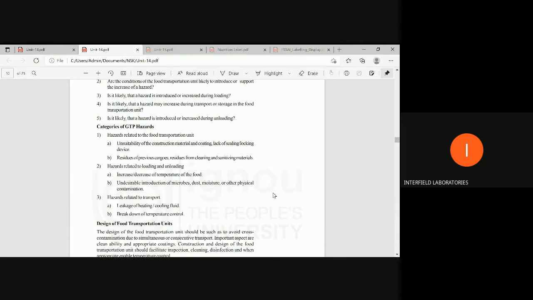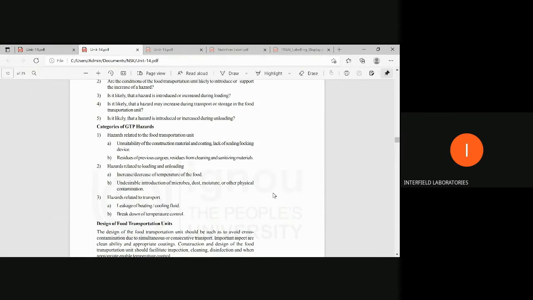Now, hazards related to loading and unloading. Increase or decrease of temperature of the food during loading or unloading can happen. So this will cause some food safety hazard. Then, undesirable introduction of microbes, dust, moisture or other physical contamination during loading or unloading.